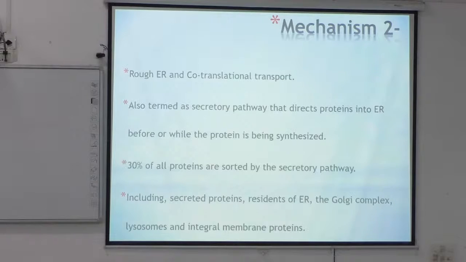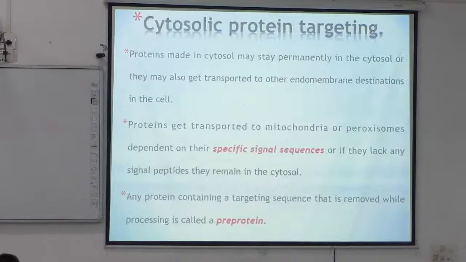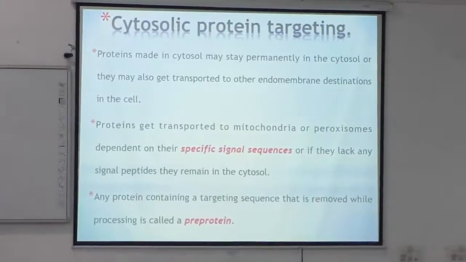Okay. 30% of the proteins are sorted by this secretory pathway. That is quite vital for us, including secreted proteins, residents of the endoplasmic reticulum, Golgi complex, lysosomes, and integral membrane proteins. See, cytosolic protein targeting means post-translational targeting, and it happens only when the translation is completed. The entire translation process is completed.